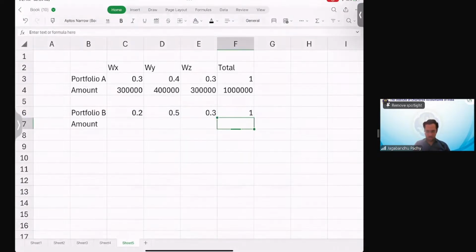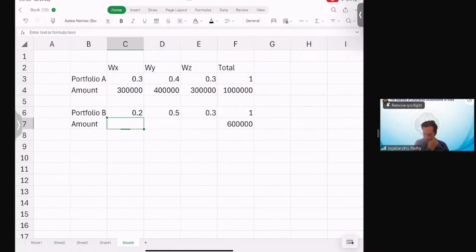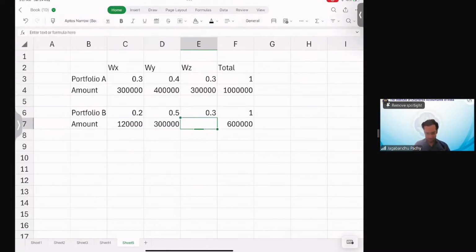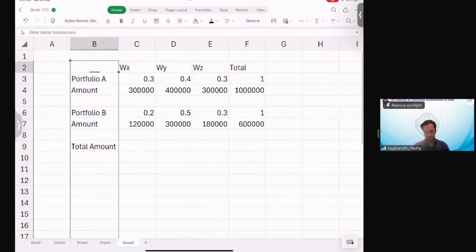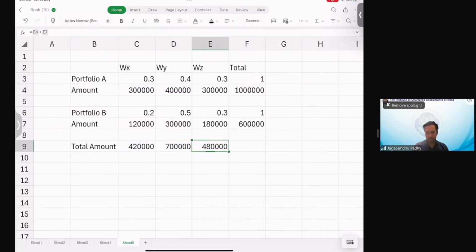Now portfolio B amount, whose total is 6 lakh, right? Yes, 6 lakh. So this is 1,20,000, then 3 lakh, and 1,80,000. Now the total amount is 3 lakh plus 1 lakh 20, which is 4 lakh 20, then 7 lakh, and 4 lakh 80. So out of a total 16 lakh, these are the amounts that we have.